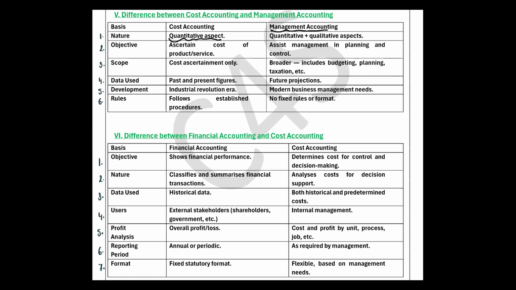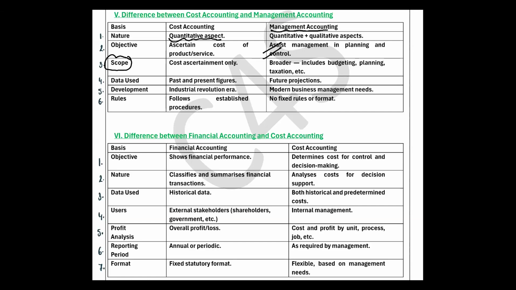What is the objective of cost accounting? It is very clear. I have repeated it a number of times. To ascertain the cost of products and services. Whatever services and products you are giving, you have to ascertain the cost. What is the objective of management accounting? It will assist management in planning and control. It is very clear, right?